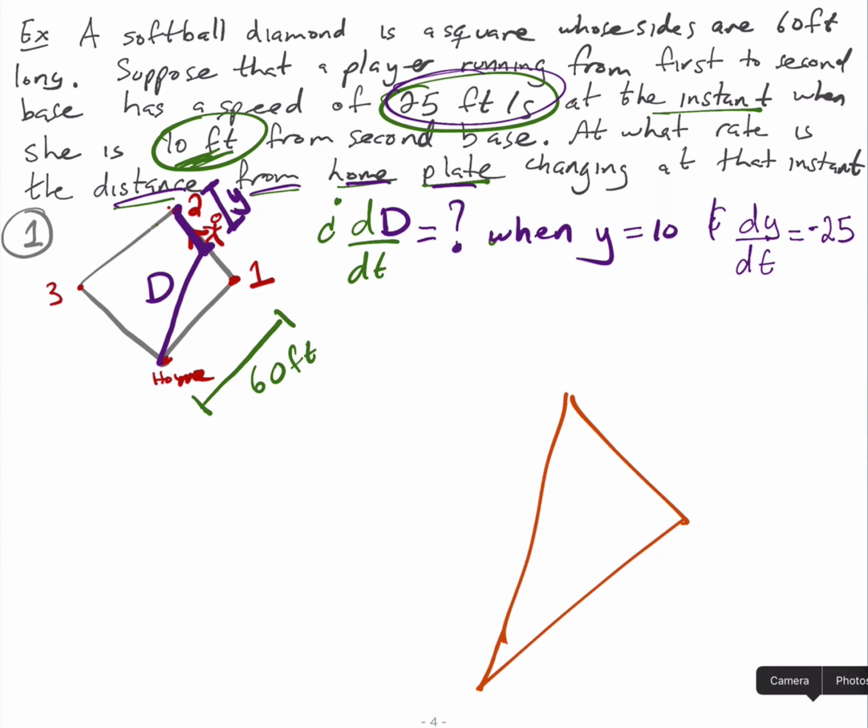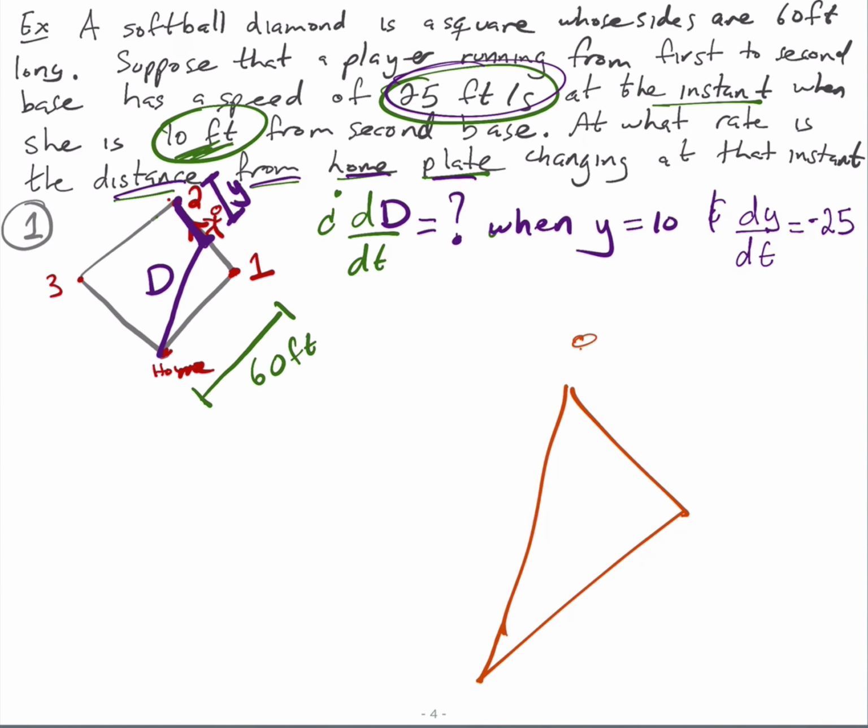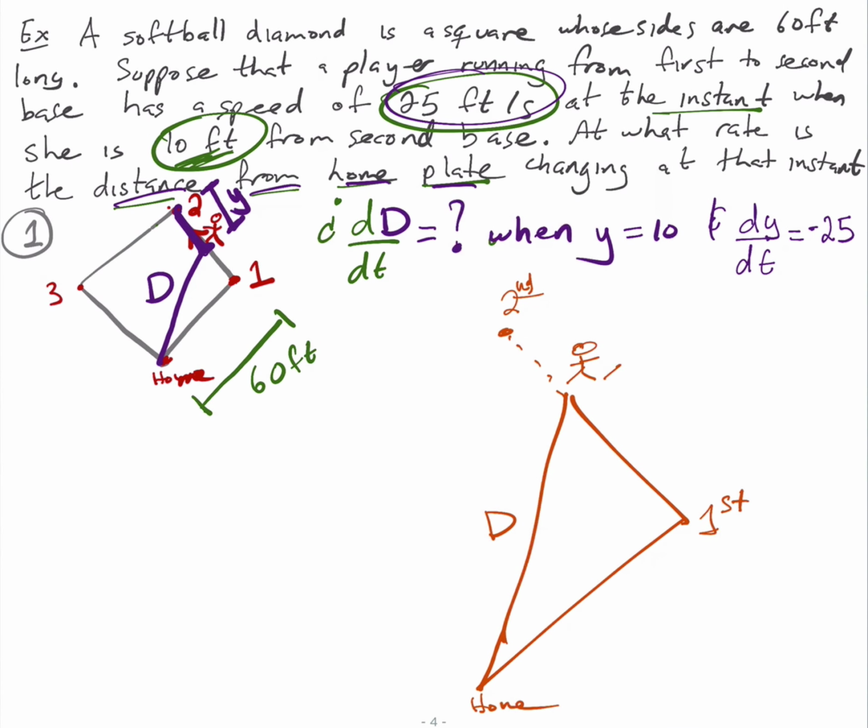So now let's say, here's my runner, right? Here's second base. Here's home. And here's first base. So here's big D. Now, let's say you label it a little bit differently. Let's say you label this quantity y instead. You with me?